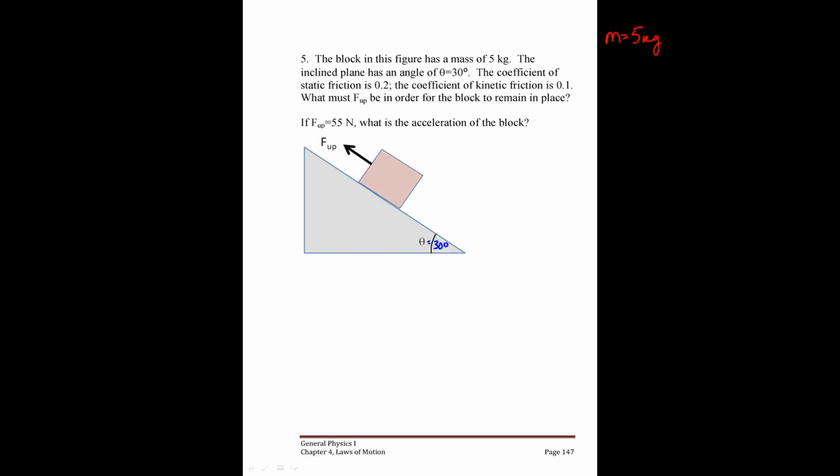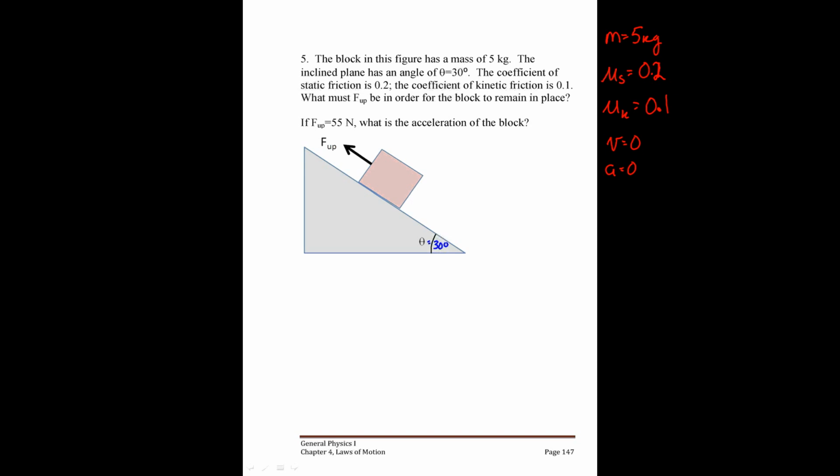The coefficient of static friction, that's mu s, is equal to 0.1. The coefficient of kinetic friction is 0. Excuse me, get those switched up. Static friction is 0.2. Kinetic is 0.1. Remember, the coefficient of kinetic friction is almost always, basically always, less than the coefficient of static friction. I now want to know what is F up in order for the block to remain in place. So in my first situation, the velocity of the block is going to equal 0, and the acceleration of the block will equal 0. All right, in order for it to stay in place.